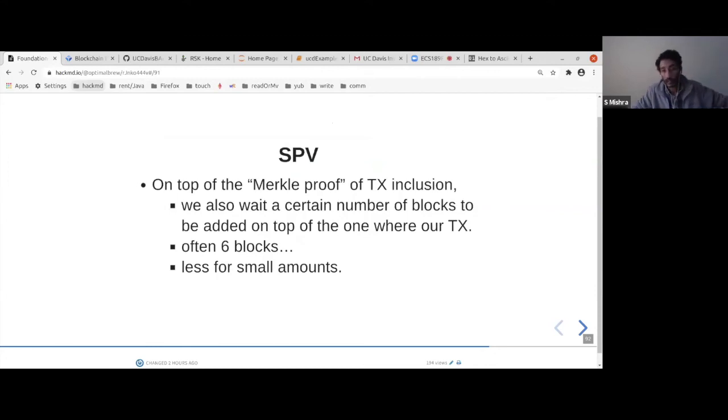The general advice is to also wait a certain number of blocks. So typically people say 6 blocks. I personally, if I'm just spending a small amount, then a block or 2 confirmations are fine. If you're spending a large amount, then you want to wait more blocks. It's really the receiver's choice.